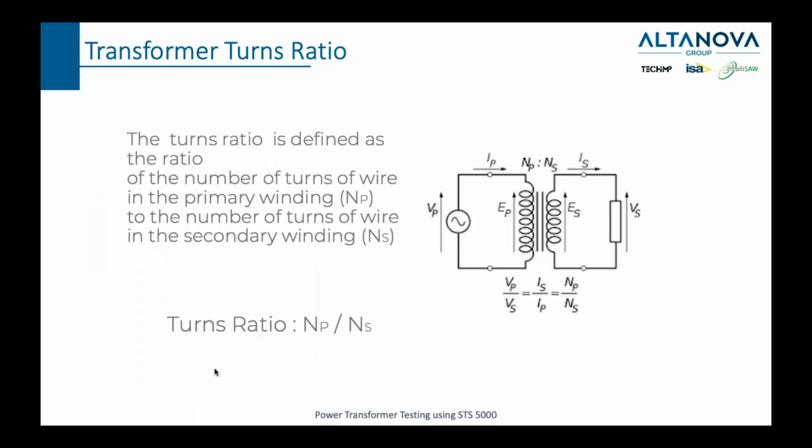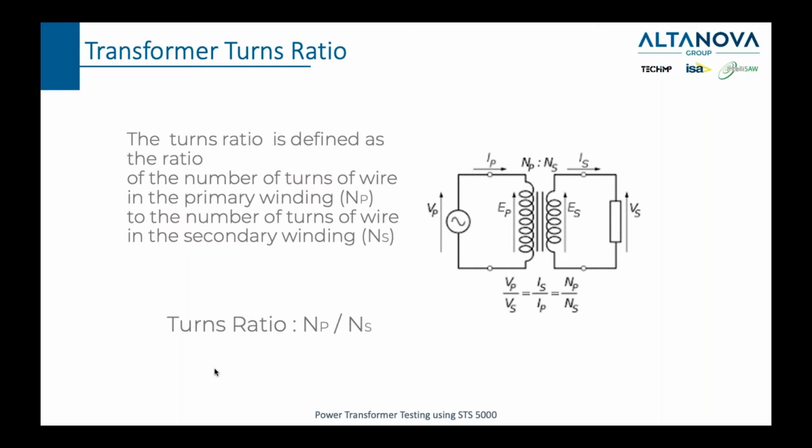Transformer turns ratio, as it is written here, is defined as the ratio of the number of turns of wire on the primary winding, or NP, to the number of turns of wire on the secondary winding, NS. It is the most basic aspect of our transformer, and it basically tells us what is the transformation coefficient, which is actually telling us how our transformer works.